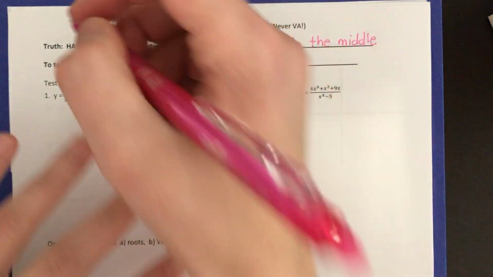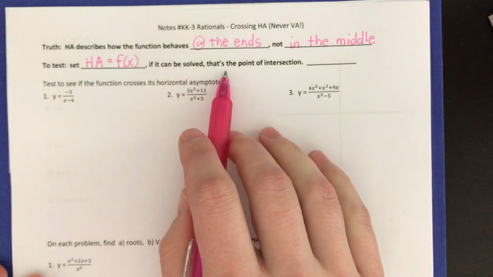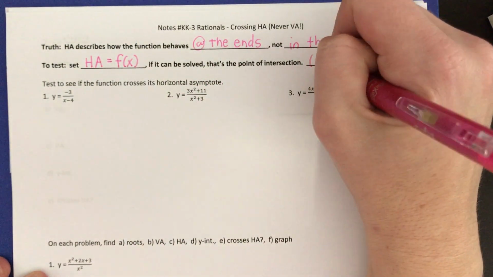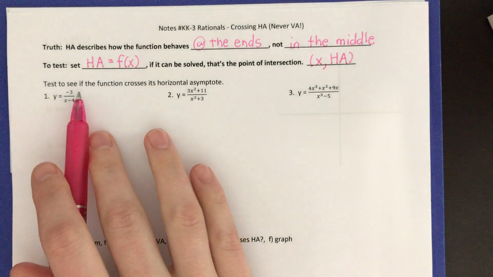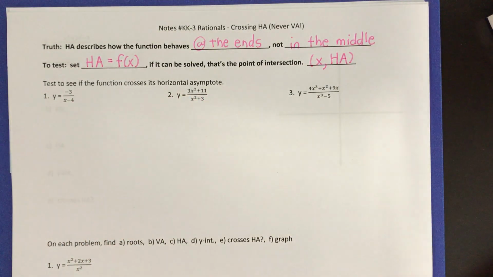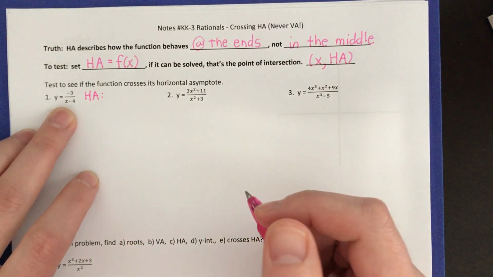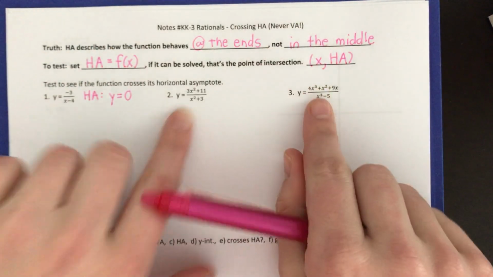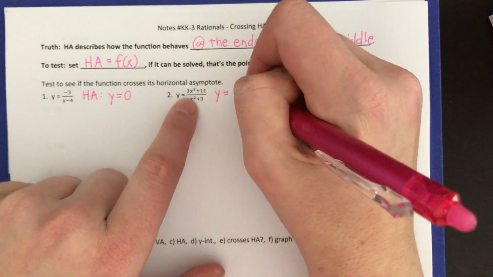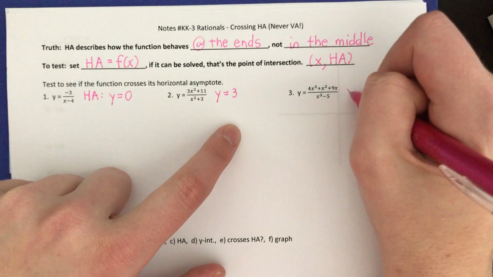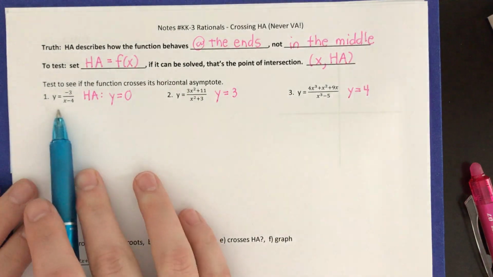So to test, set the horizontal asymptote equal to the function. If it can be solved, that's the point of intersection, and it is x, comma, whatever the HA value is. Okay, so test to see if the function crosses its horizontal asymptote. You should know that for this one, because the degree of the numerator is smaller, the horizontal asymptote is y equals 0. In both of these other cases, my degrees match in the numerator and the denominator, so we'll look at our coefficients. So for this, it's y equals 3 over 1, and for this, it's y equals 4 over 1. Okay, so now, let's test.